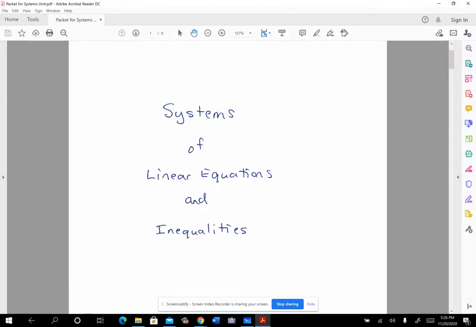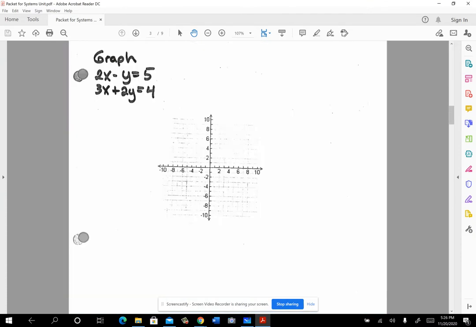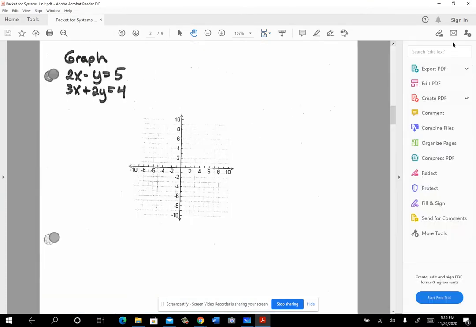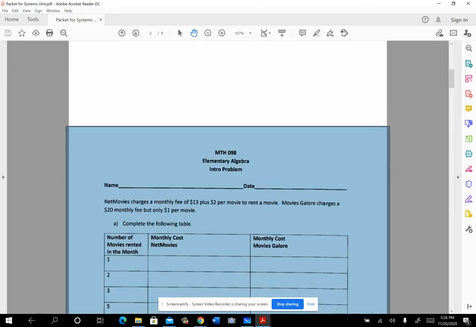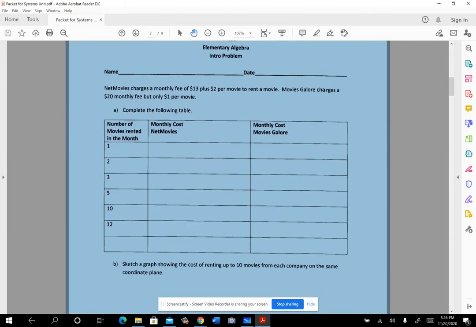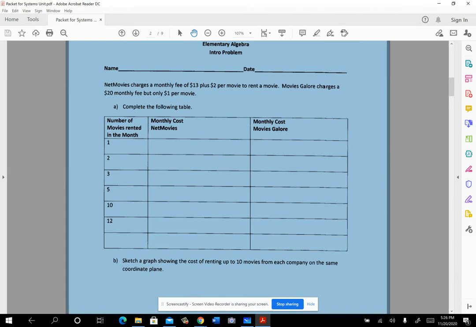So the first thing I wanted to do is talk about a problem we did at the beginning of class. I don't like working with PDFs, so I'm going to just do it on a whiteboard, but I wanted you to see it. We did this on the first day of class, and I'm going to get you to think a little bit about an important question that motivates why we learn about systems of equations. So let me go to the whiteboard.